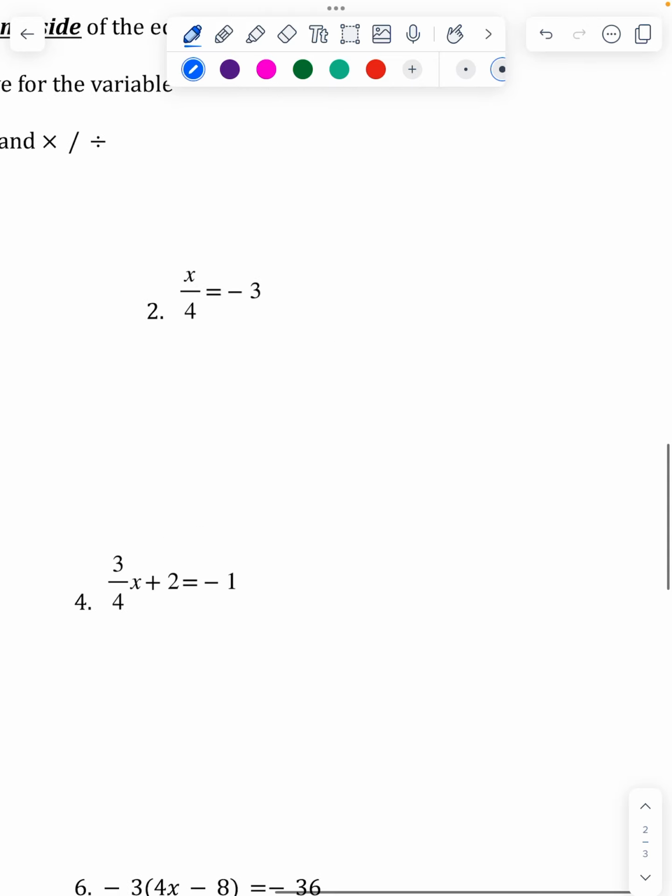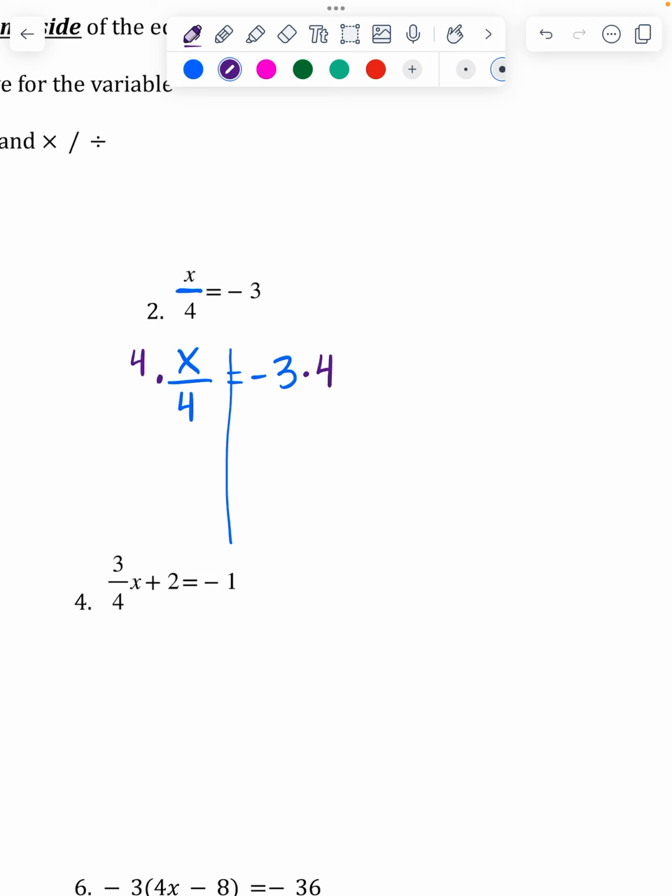All right, in number 2, we have x over 4 equals negative 3. What we need to remember here is that the fraction bar is really the same thing as division. So a fraction represents division. The inverse of division is multiplication. So we have to multiply by 4, and we have to make sure to do that to both sides, and that simplifies this because really we end up with a 4 divided by 4 again, which gives us a 1x. So here we get x, and negative 3 times 4 is negative 12.